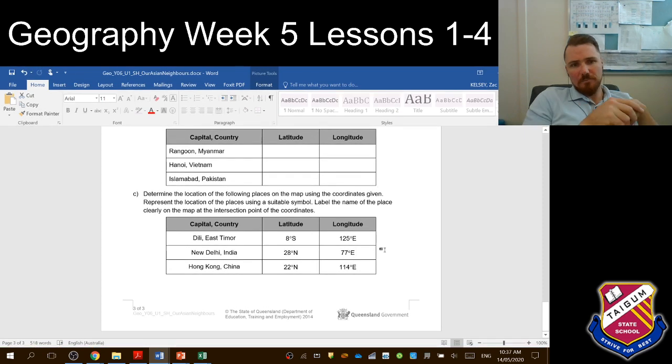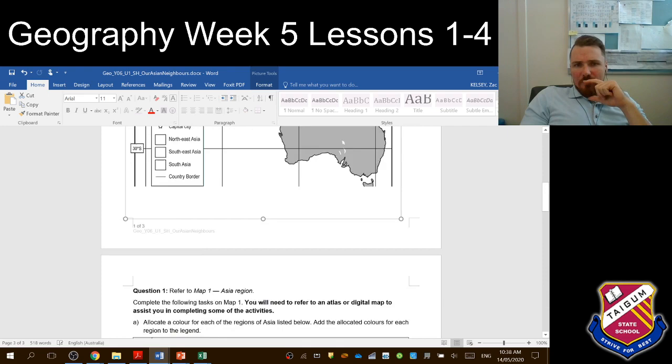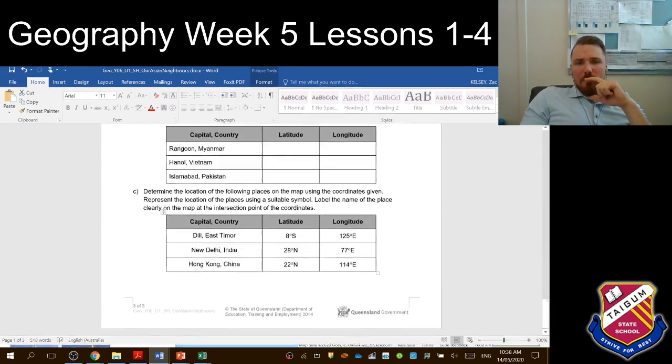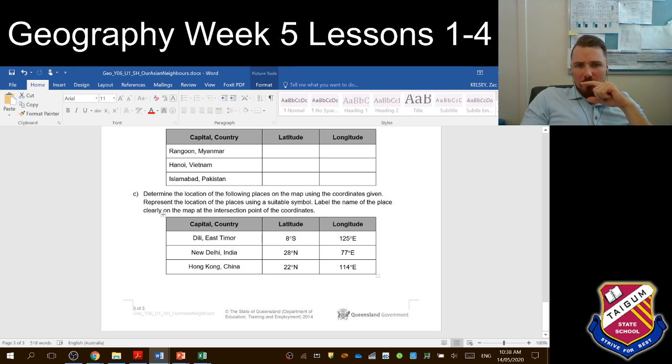And last one says, determine the location of the following places on the map using the coordinates given. Represent the location of the places using a suitable symbol. Label the name of the place clearly on the map at the intersection point of the coordinates. So here, these aren't on the map as far as I know. No, they're not. So what you need to do here is find this coordinate of 8 degrees south and 125 degrees east. Put a little marker where you think it might be and label it Dili in East Timor. And then you need to do the same with this city, New Delhi in India, and then Hong Kong in China. So with this last question, you find the coordinate point first, put a little symbol, maybe a star, and then you need to label.